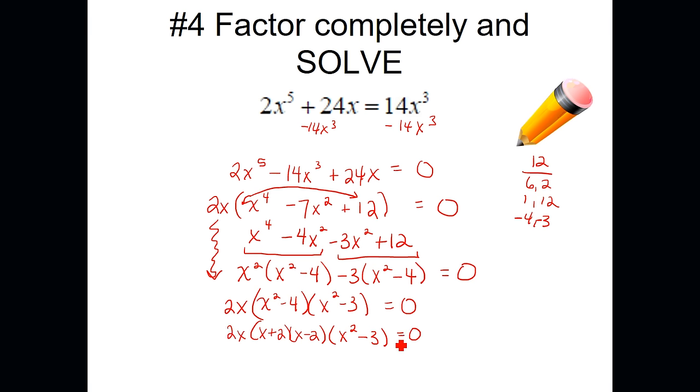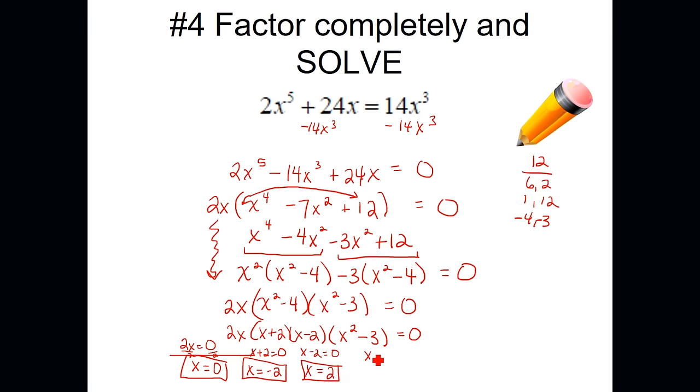So now let's set each part equal to 0. Because I've taken care of all I can to factor, I'll now set each piece equal to 0. Starting in the front, the 2x equals 0, I divide by 2, x equals 0. There's one solution. What about this guy? x plus 2 equals 0. So x equals negative 2. What about this one? x minus 2 equals 0. So x equals positive 2.